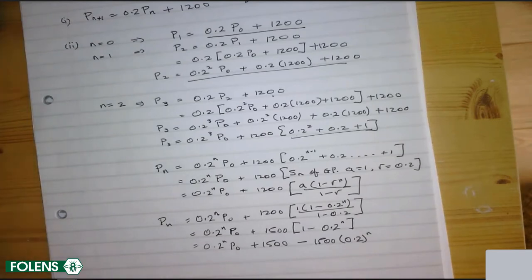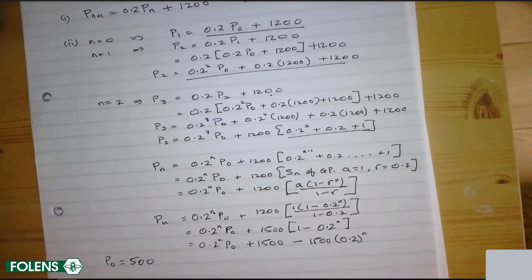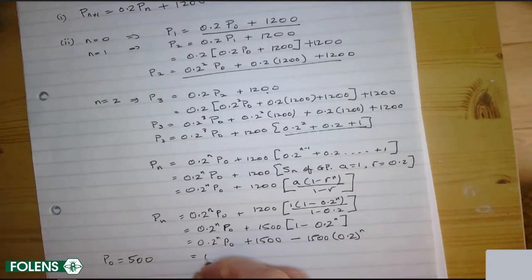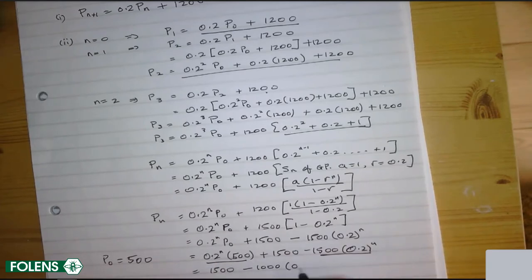Now, let us examine our situation. P naught is the number of fish in the river at year zero before we started this, and that is 500. So if I put that in, I will get that Pn is 0.2 to the power of n by 500 plus 1500 minus 1500 by 0.2 to the power of n. These are like terms, and we get 1500 minus 1000 by 0.2 to the power of n. And that is the very tidied up solution to our difference equation.